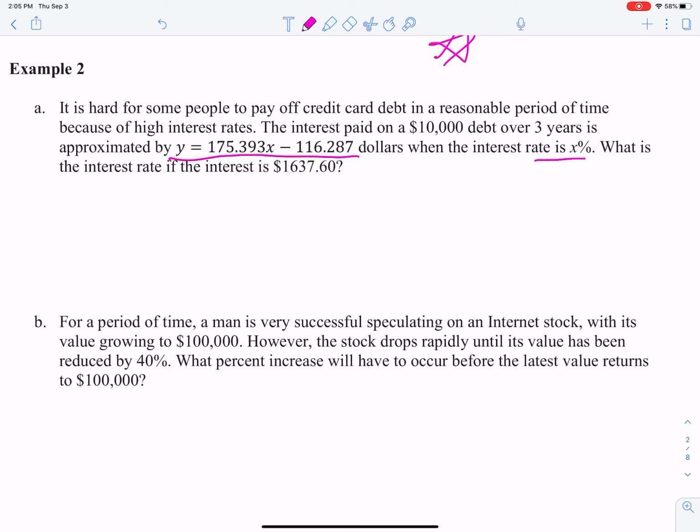So they want to know what is the interest rate. In other words, what is x if the interest, y, is 1,637.60? All right, so again, that's just fancy talk for plug in 1637.6 for y and solve. That's it. All right, so let's do that. So this one should be pretty quick.